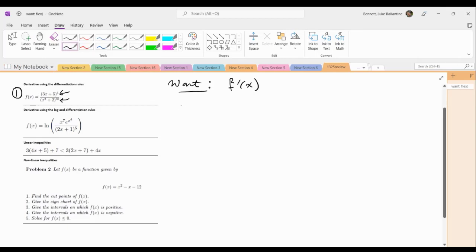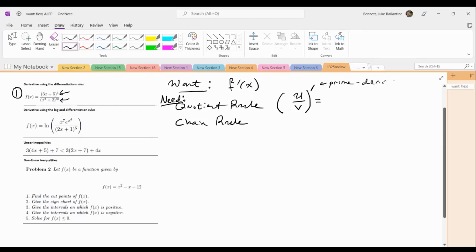So I'll write the quotient rule and the chain rule. We need these to do this problem. So the quotient rule is saying, if we want the derivative of these, I'll use u and v. So we want the derivative of this. This is the prime notation. This means derivative. This is just the quotient rule that was in the slides. I remember it as low d high minus high d low over the square of what's below.